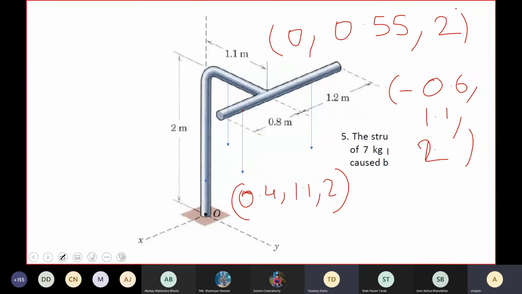This is one way of doing it. The other way, as somebody has said, we can find the center of mass of the entire body and do it all at once. Sir, can we consider the rod at the extreme end, which is 0.8 plus 1.2, as a single rod, and then consider the weight acting from its center? Yes, you can do that also.